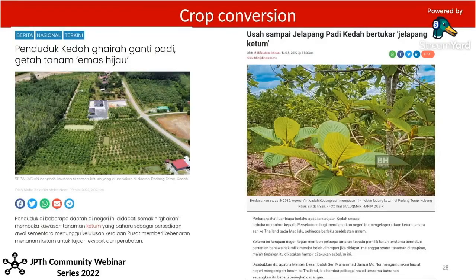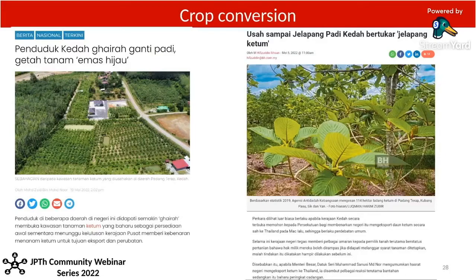Last but not least, crop conversion. In this news clip, the Kedah state government has asked the federal government to legalize ketum to be planted in their state in order to be exported to Thailand. It's not for local use, but for export to Thailand. The paddy and rubber farmers are very eager to see this news come true. This is one of the issues on crop conversion.